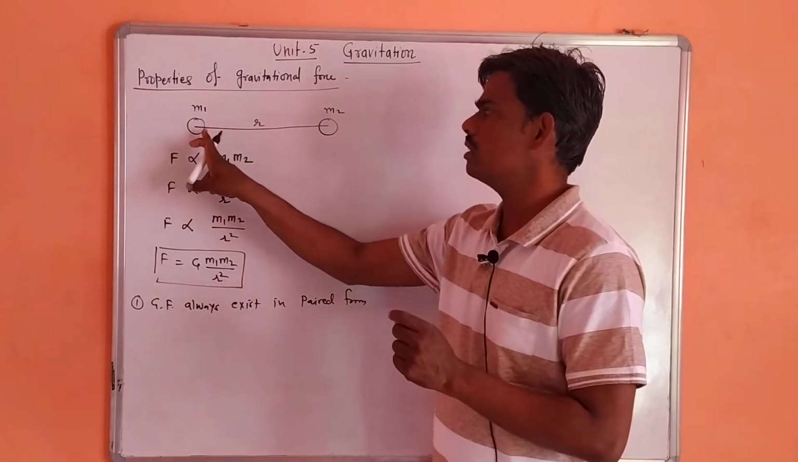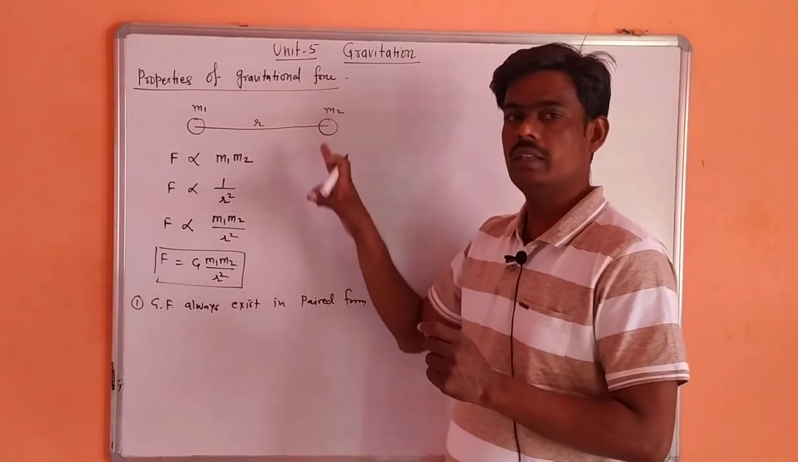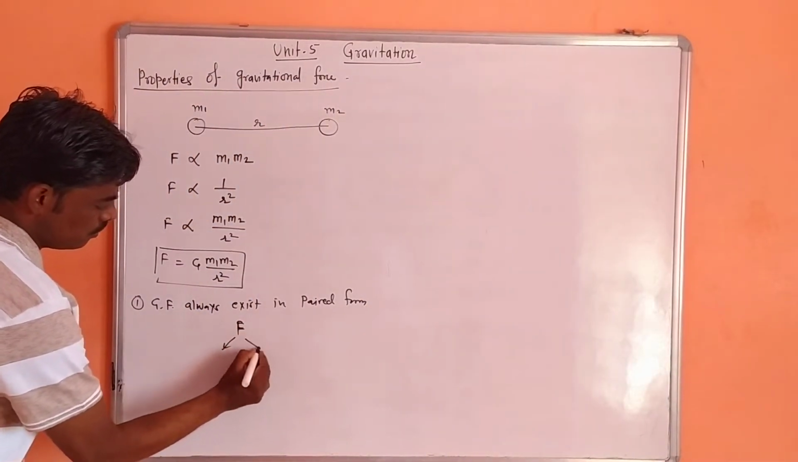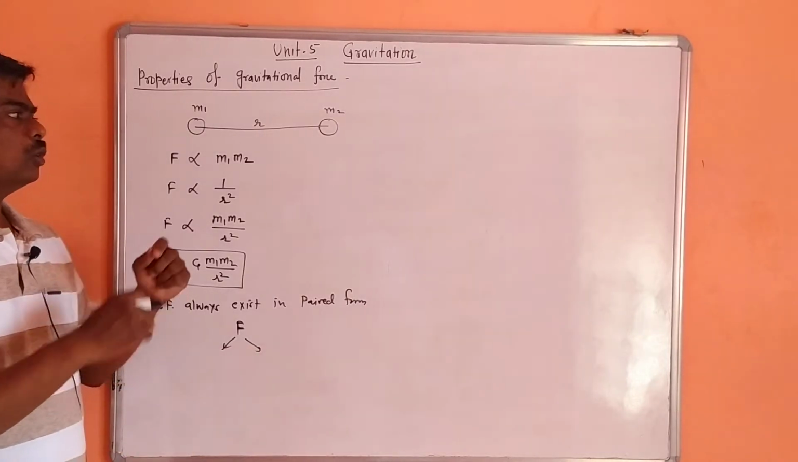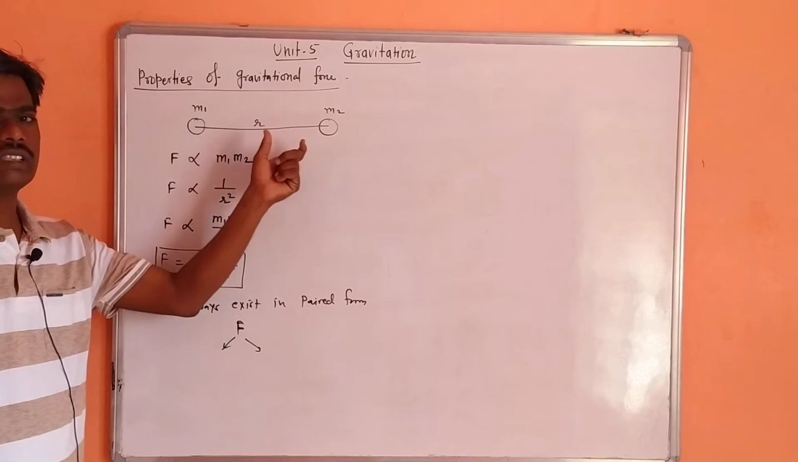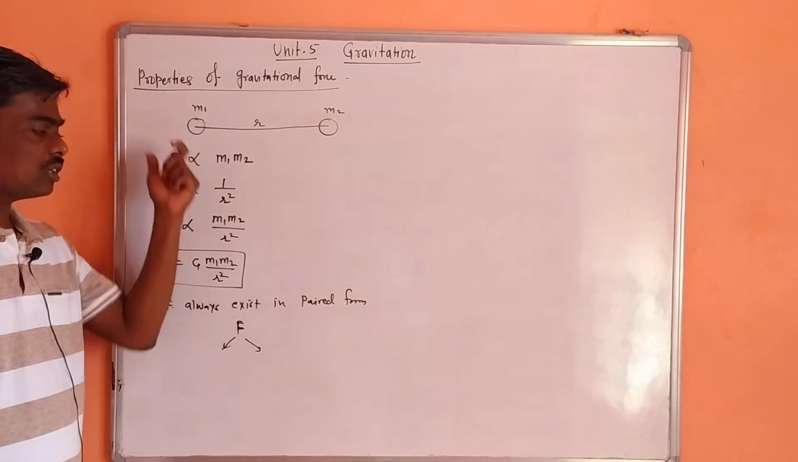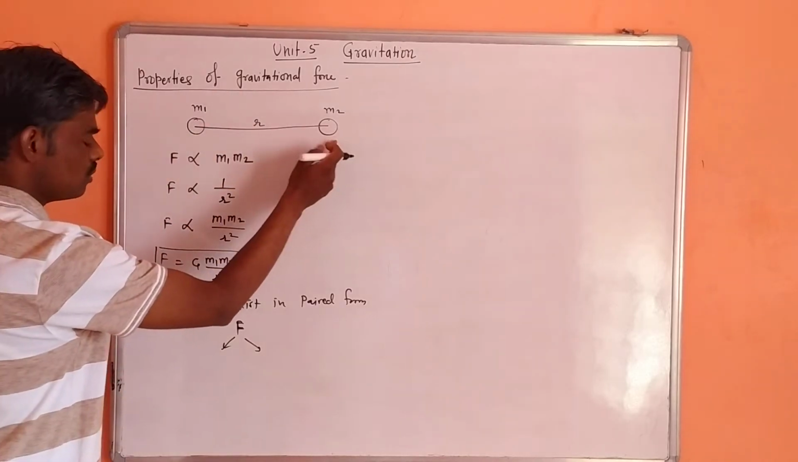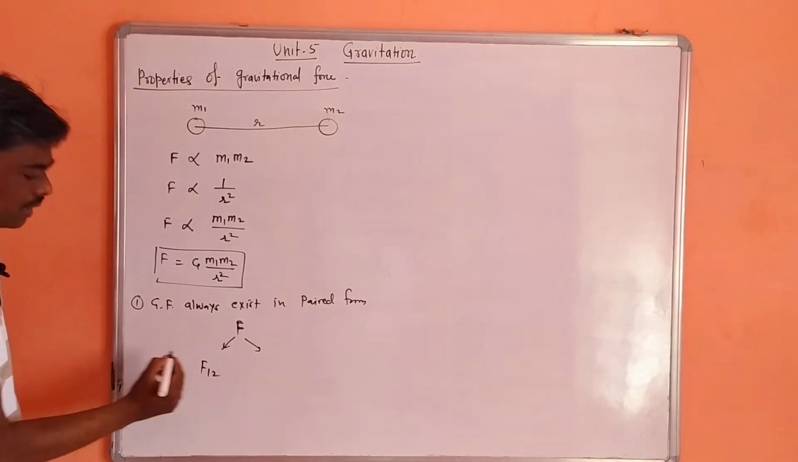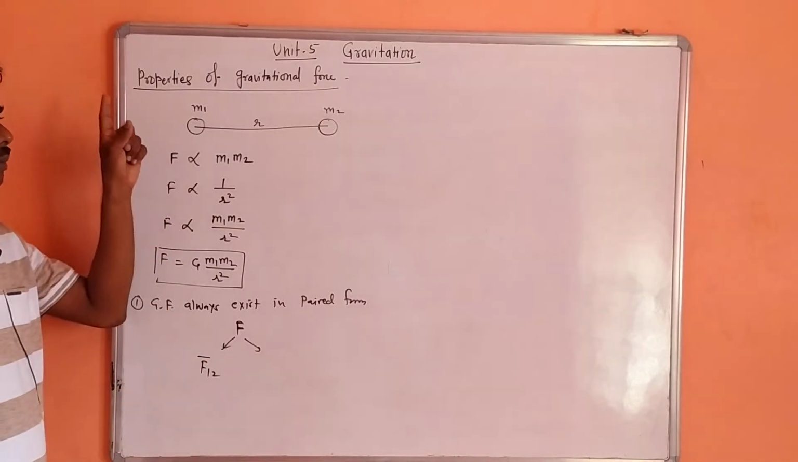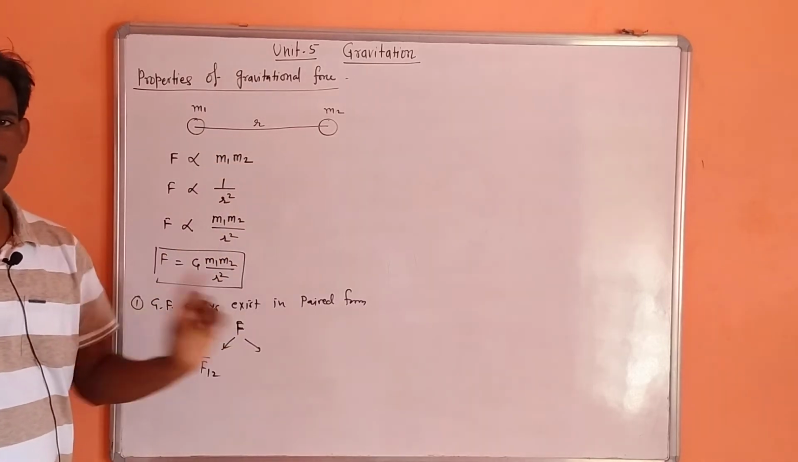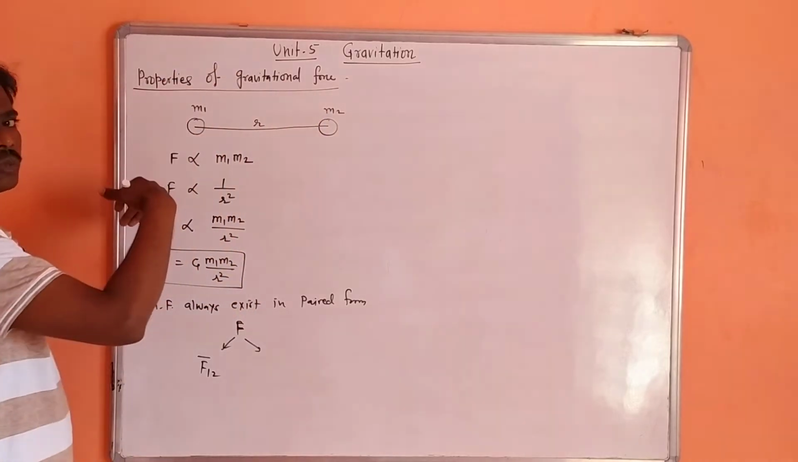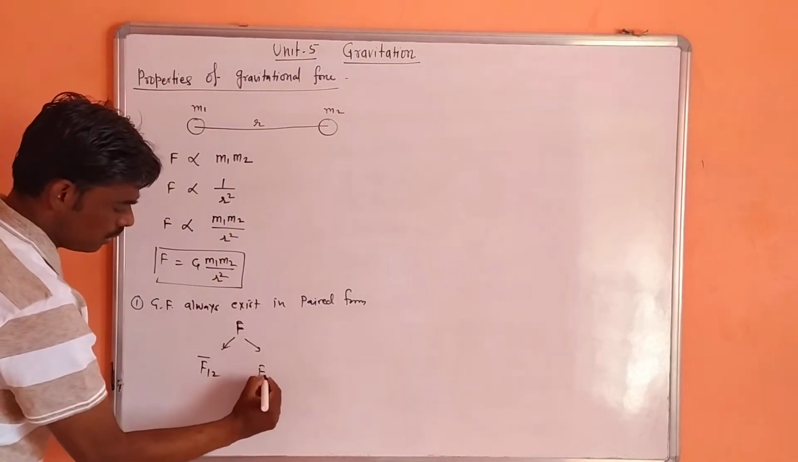If I say there exists gravitational force between mass m1 and m2, then this force consists of two different forces, action and reaction forces. That means it is a paired force. The force exerted by the first body on the second body, suppose it is denoted by vector F12, is the action force. At the same time, the second body is also exerting force on the first body, that is the reaction force, vector F21.